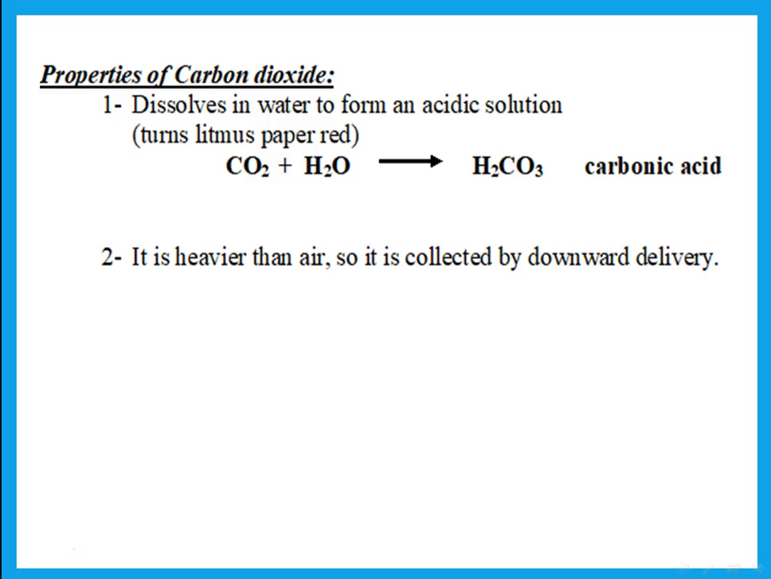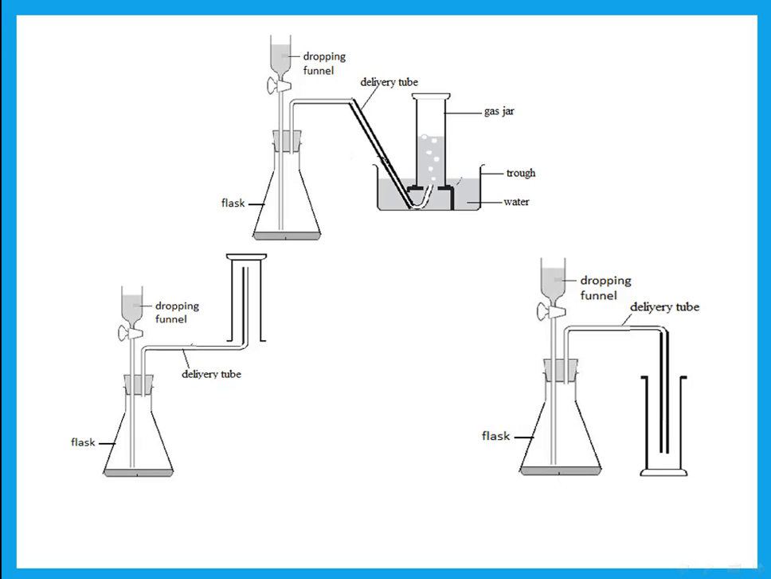Also, carbon dioxide is heavier than air, so when it is collected it has to be collected by downward delivery. Remember that we said to collect a gas we can either collect it over water, but we collect it over water if the gas is not soluble in water, and we cannot use that for carbon dioxide because carbon dioxide gas is soluble in water. So if I were to use that first apparatus on top to collect carbon dioxide, very little gas will be collected. That is because carbon dioxide dissolves in water.